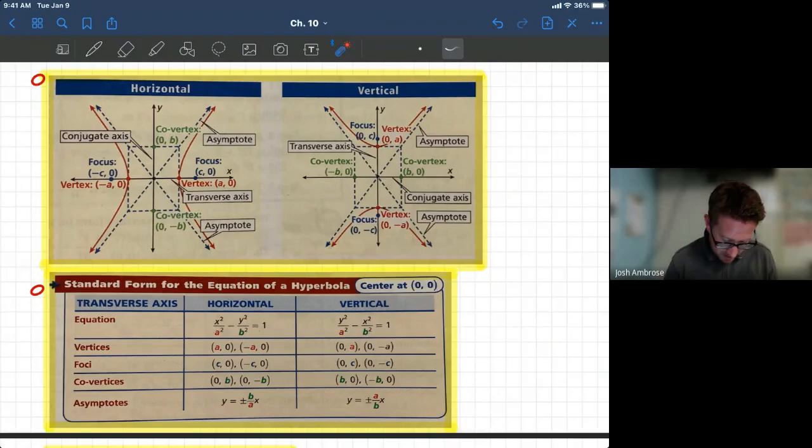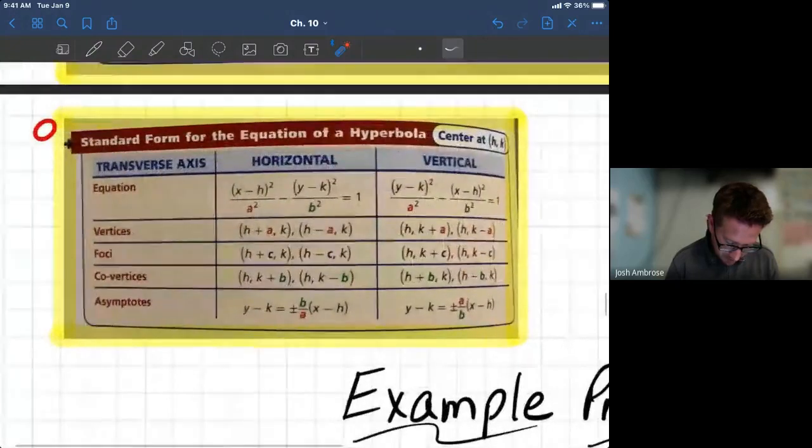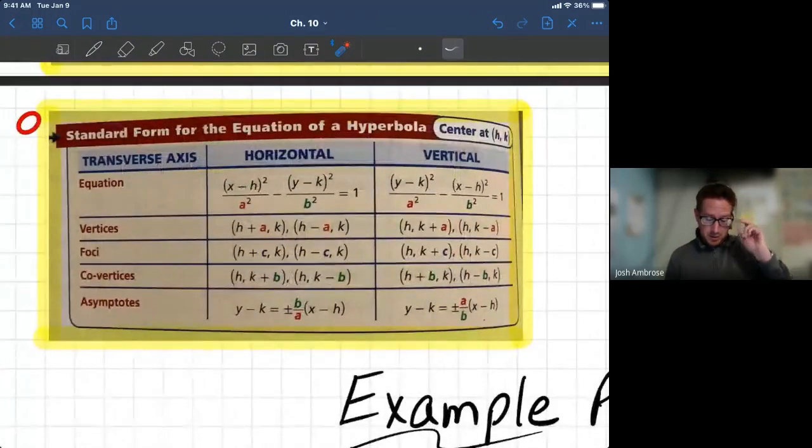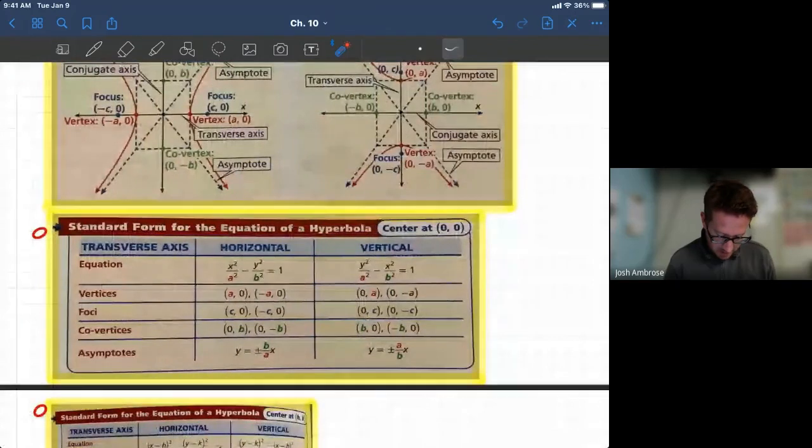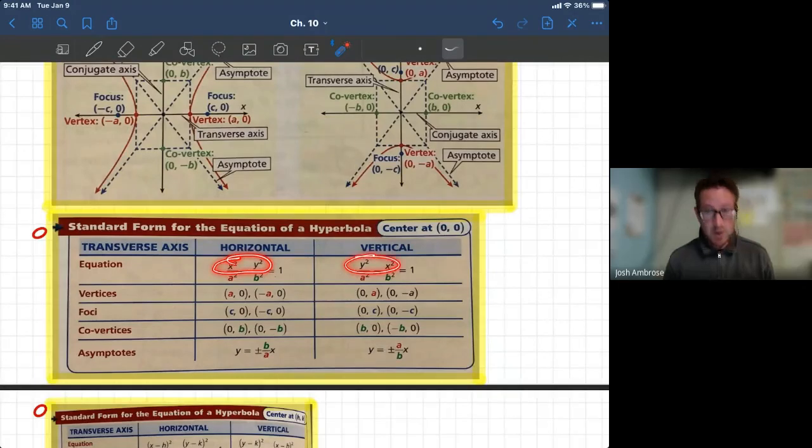This chart right here is for when your center is at 0, 0. Things tend to be a lot easier when your center is at 0, 0. And then here's the other chart. I'm going to zoom in on that, because you will really need it when you have a center that is not at 0, 0. Our difference here is, look up at the top, and you'll notice that your x's and y's have other numbers that they're dealing with. In the 0, 0 chart, there's nothing else with your x's and y's at the top.